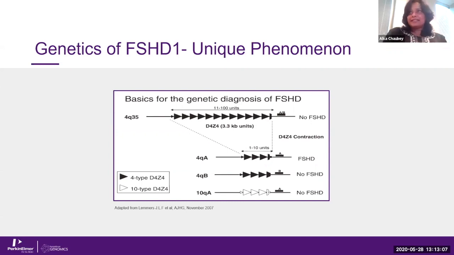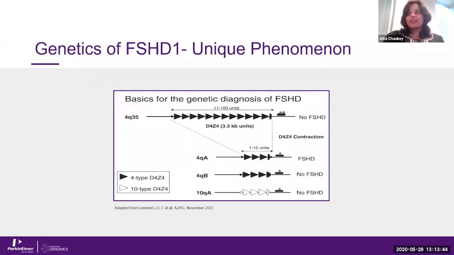Now, the other interesting thing is that on chromosome 10q, there is exactly the same repeat cluster. So traditional technologies really struggle with this kind of differentiation. Can you accurately differentiate between chromosomes 4 and 10, number one? And number two, when you are able to do that, can you accurately haplotype and determine if this is the A or the B polymorphism for you to have an accurate genetic diagnosis of FSHD?